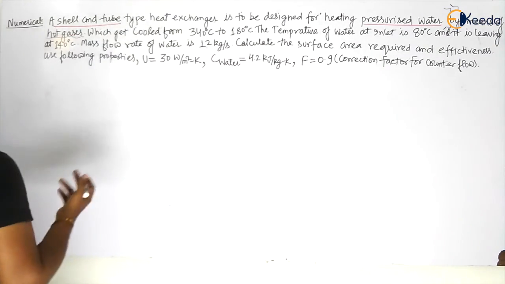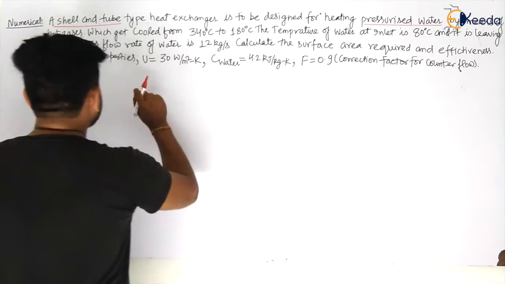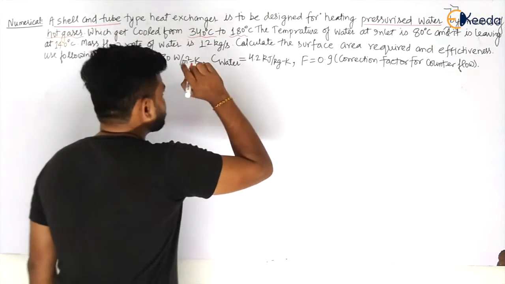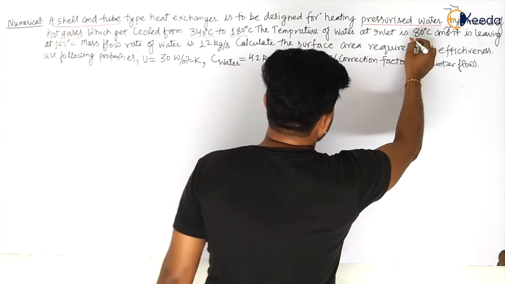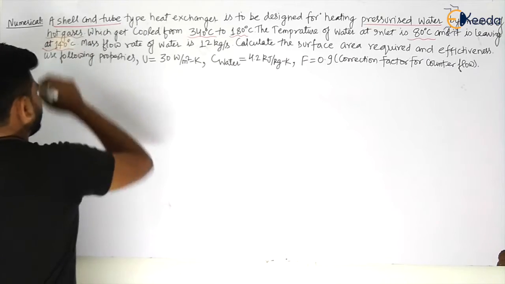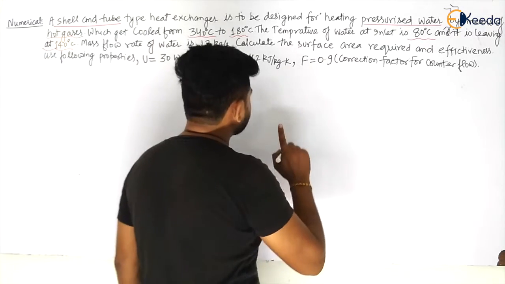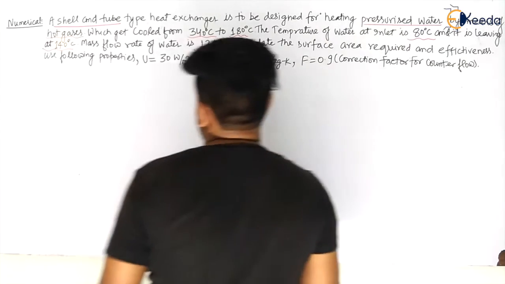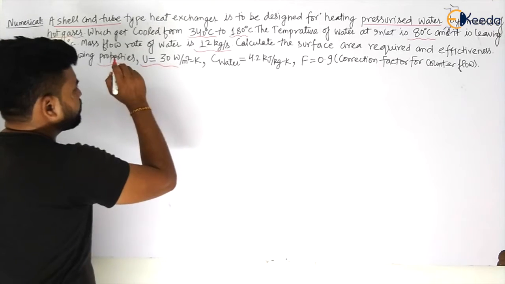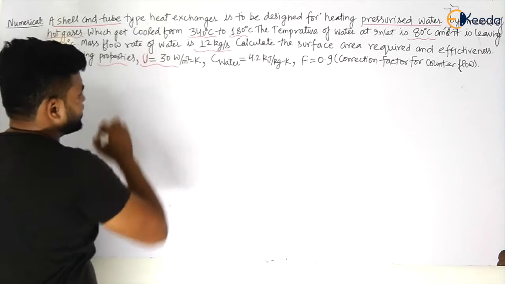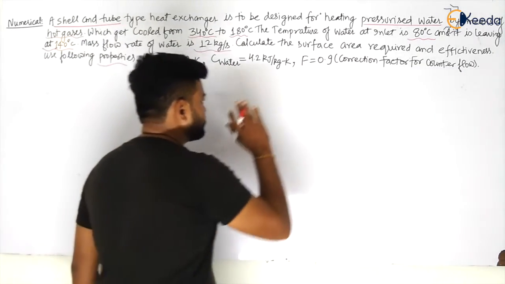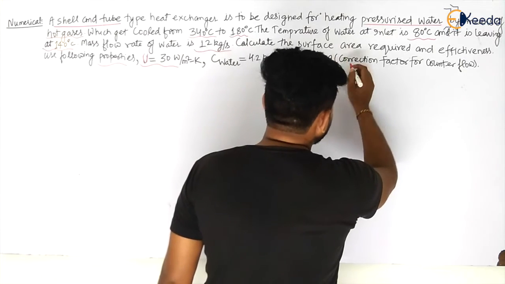There is no phase change, nothing like that. The hot gases get cooled from 340 degrees Celsius to 180 degrees Celsius. The temperature of water at inlet is 80 degrees Celsius and it is leaving at 140 degrees Celsius. Very good, all the temperatures are given. Calculate the surface area required and effectiveness. Use the following properties: overall heat transfer coefficient is given, and specific heat of water you know already. Also he has given F equal to 0.9, and that is called your correction factor.